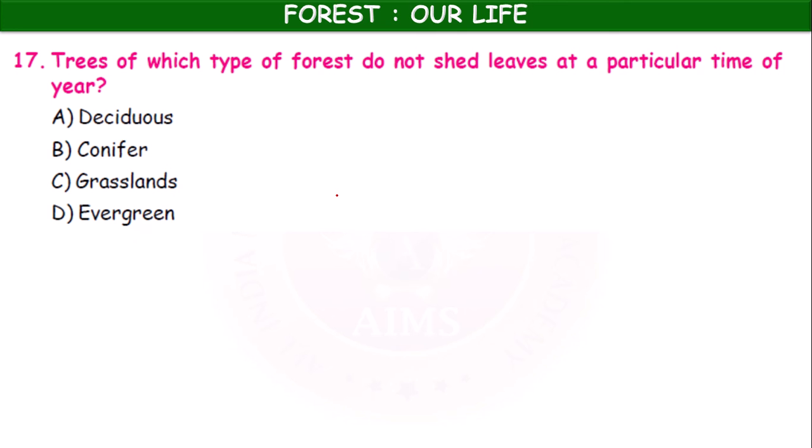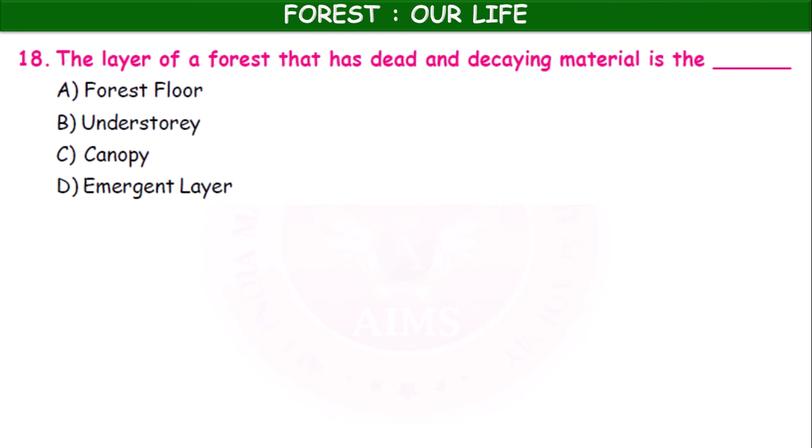The trees of which type of forest do not shed leaves at a particular time of the year? Conifer, greenlands, the evergreen. It's an evergreen forest. The leaves don't drop. The layer of a forest that has... canopy, emergent layer, floor.